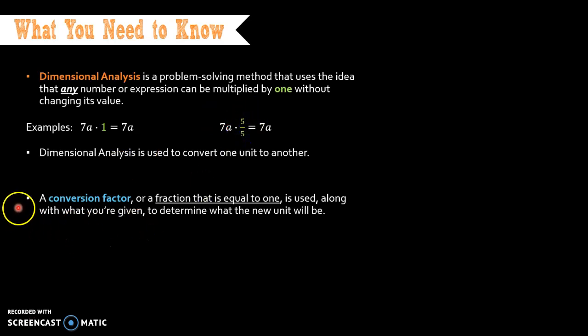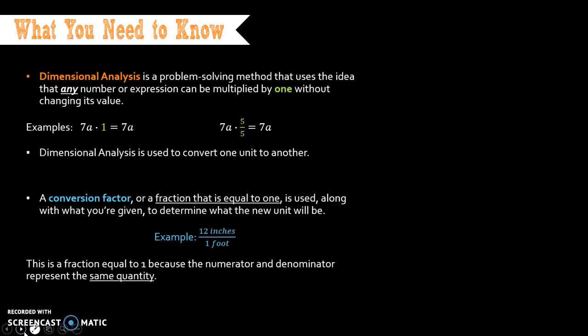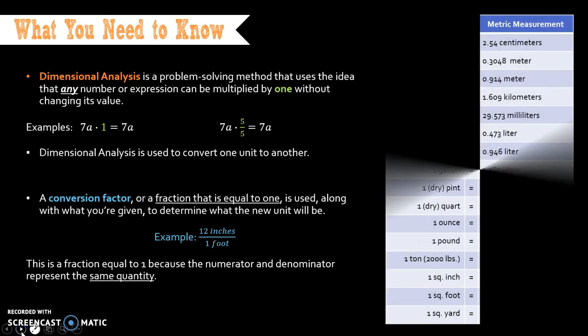So we're going to use this conversion factor along with what you're given to determine how to get from one unit to the next. Here's an example of a conversion factor. 12 inches is equal to 1 foot. This is a fraction equal to 1 because the numerator and denominator represent the exact same quantity. Just because they look different does not mean that they aren't equal. 12 inches and 1 foot are equal, so this fraction is equivalent to 1.